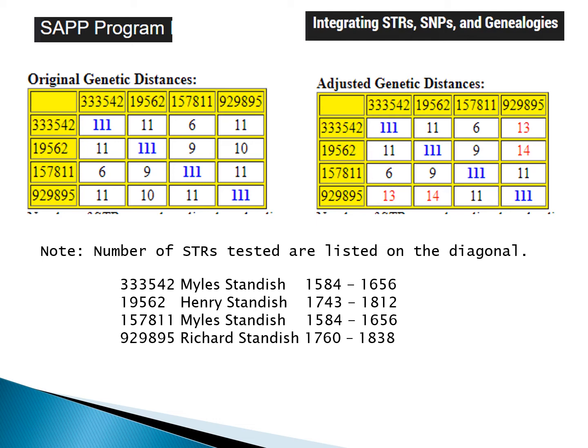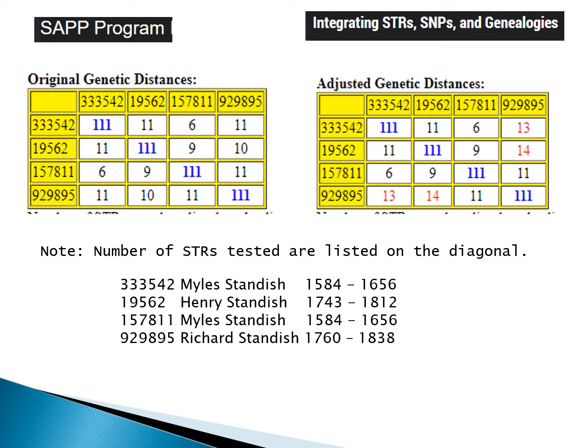In both tables, there is a GD value of 6, indicating a close relationship at 111 markers and a shared ancestor. In this case, we would say the Y-DNA STR comparisons for 111 markers appear to validate the genealogy for the 2 Miles Standish male descendants. In the table on the right, SAP has adjusted the genetic distance values for the Richard Standish descendant based on mutation rates of the markers where there was a mismatch.